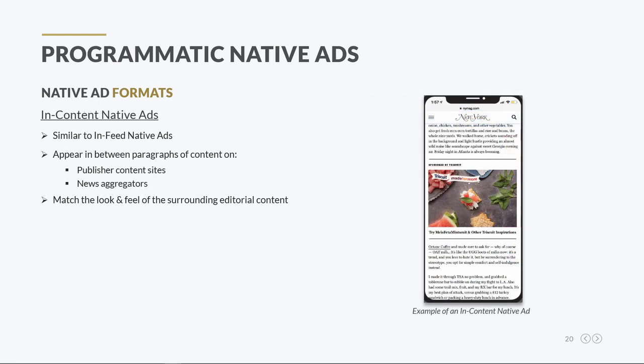In-content native ads are similar to in-feed native ads. The only difference is that they are placed on article pages, in between paragraphs of content, rather than in feeds. In-content native ads typically appear on publisher content sites, and news aggregators such as CNN, BBC, and Yahoo. They also match the look and feel of the surrounding editorial content. In this example, we see an in-content native ad in between the paragraphs of an article. As you can clearly see, this image doesn't really look like an advert.